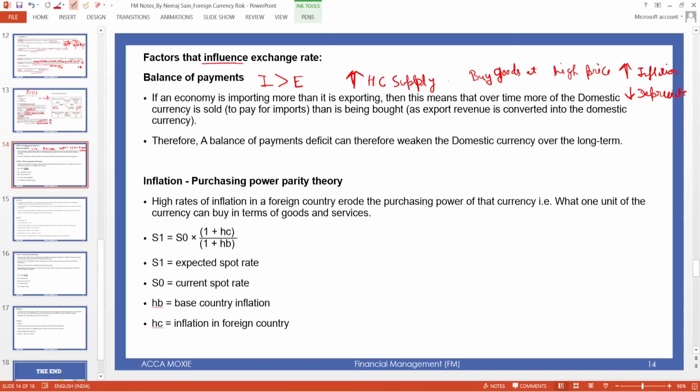So revenue converted into domestic. So the balance of payment deficit can therefore weaken the domestic currency over the long term. Okay.